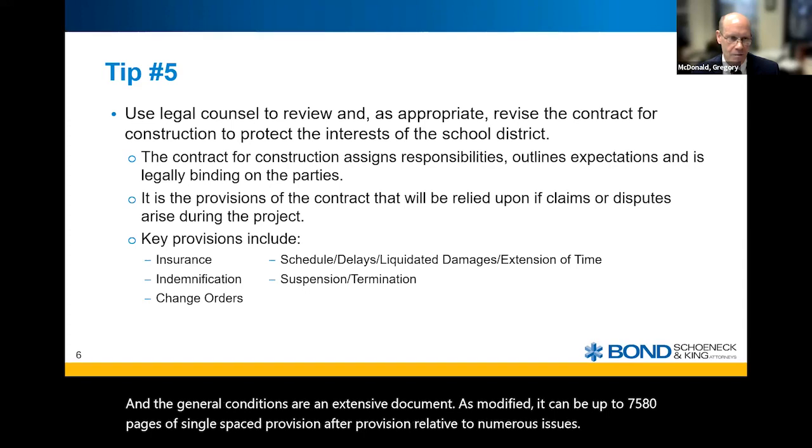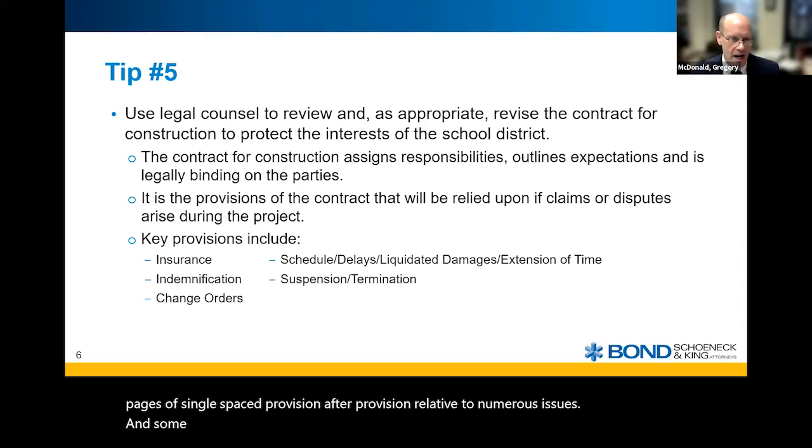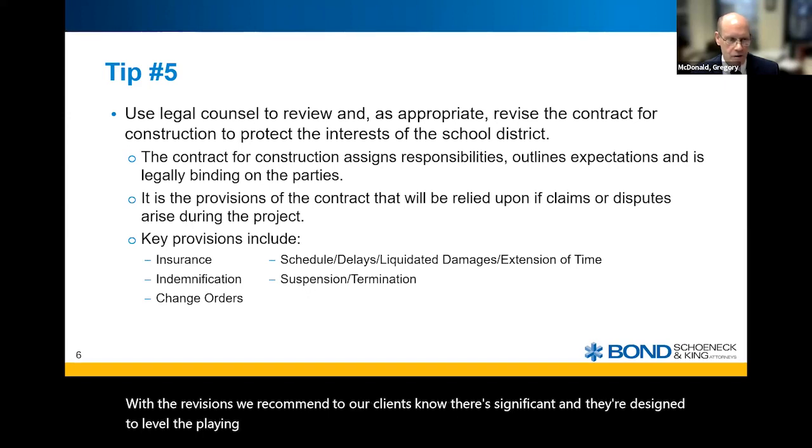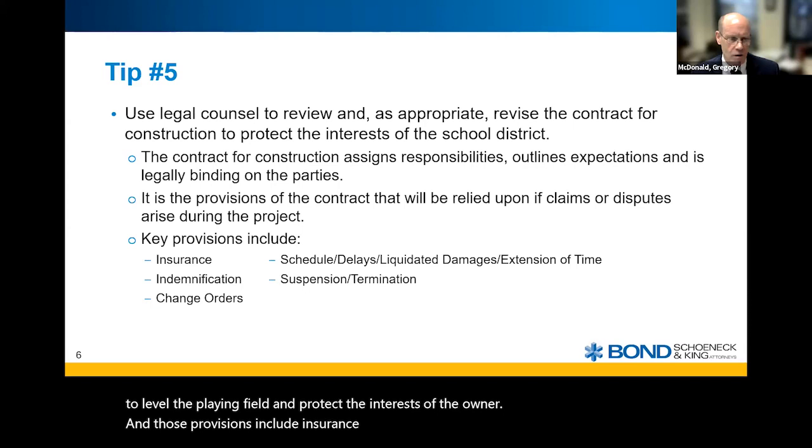As modified, it can be up to 75, 80 pages of single-spaced provision after provision relative to numerous issues. The base AIA A232 is probably 40 pages. So the revisions we recommend to our clients are significant, and they're designed to level the playing field and protect the interests of the owner. Those provisions include insurance, the levels of insurance you need for the project, the commercial general liability.